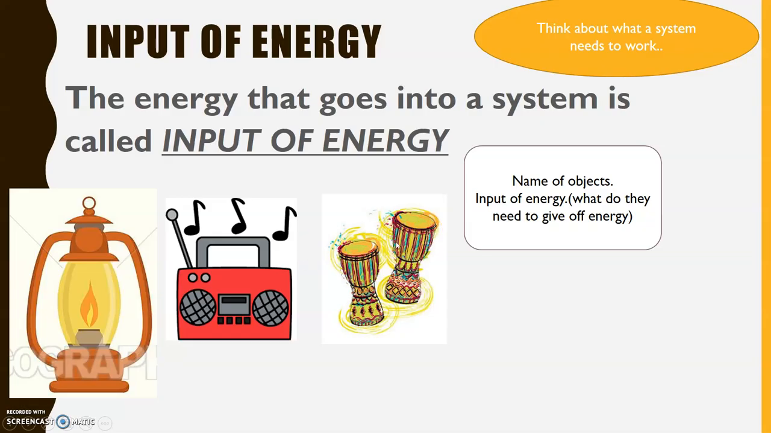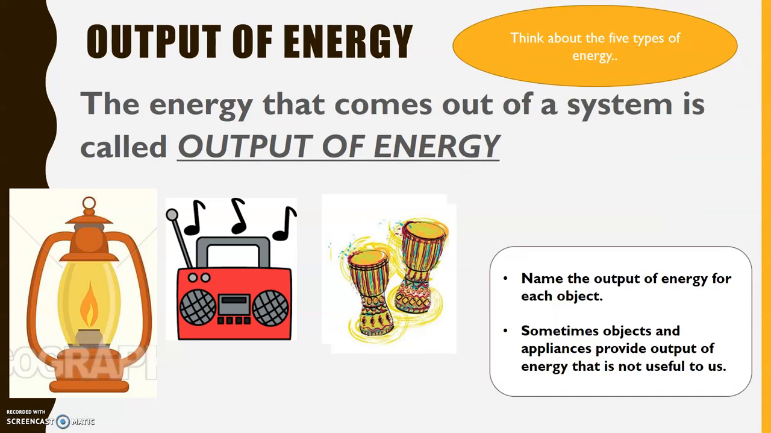Picture 3 is of drums. I've just named the object. Now, what is the input of energy for these drums? What do they need to give off energy? And I know a lot of you are thinking they need to be heated. Someone has to hit them right here. So that hitting is the movement of your hand. So that means they need movement energy of your hand. So that's it for input of energy. Let's move on.